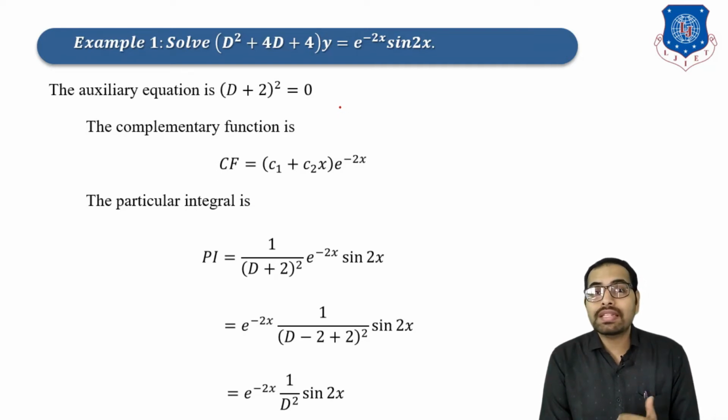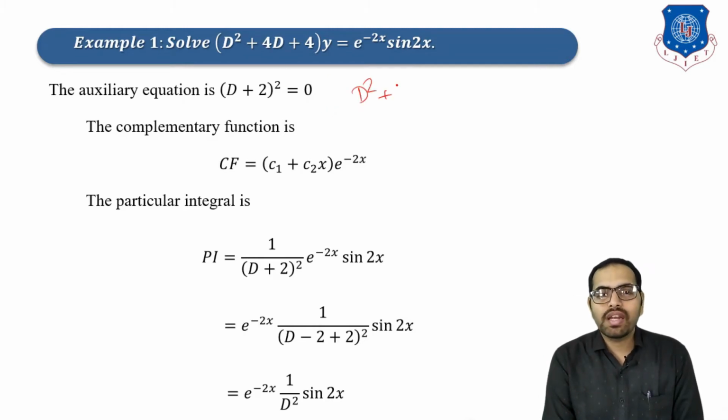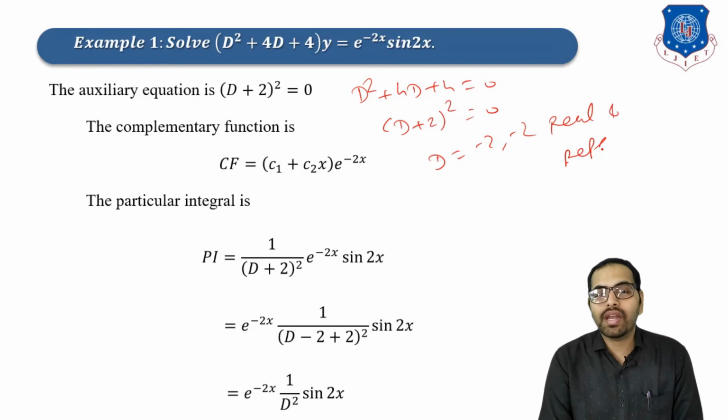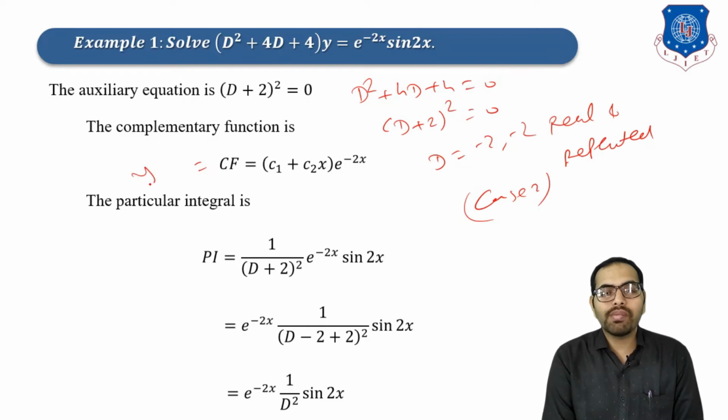Let's first find the complementary function. For that we require the auxiliary equation, which is D square plus 4D plus 4 equals 0. According to the basic algebra formula, a square plus 2ab plus b square becomes (a plus b) whole square. Then the values of D are minus 2, minus 2. The factors are real and repeated, so case 2 applies for the complementary function: yc equals (c1 plus c2 x) e raised to minus 2x. That is our equation number 1.